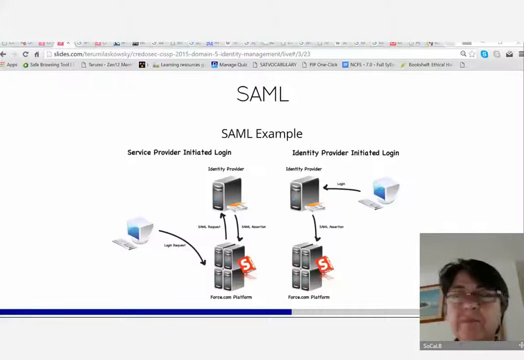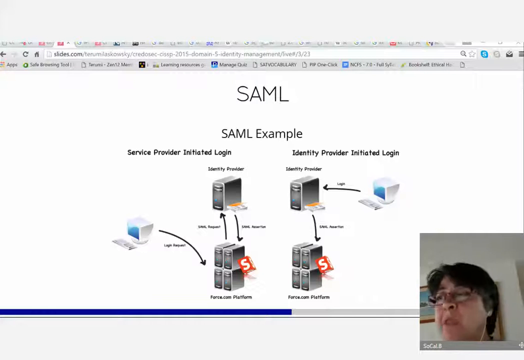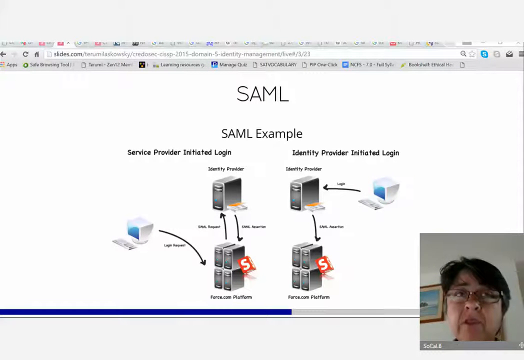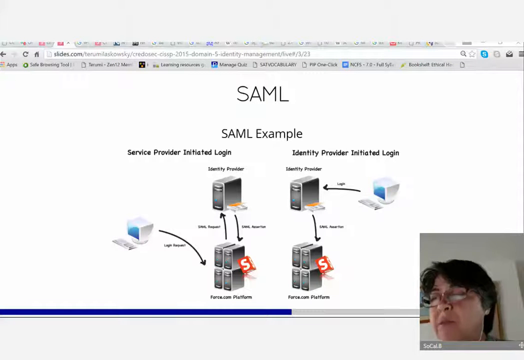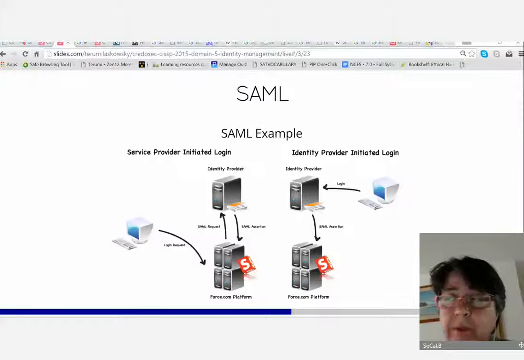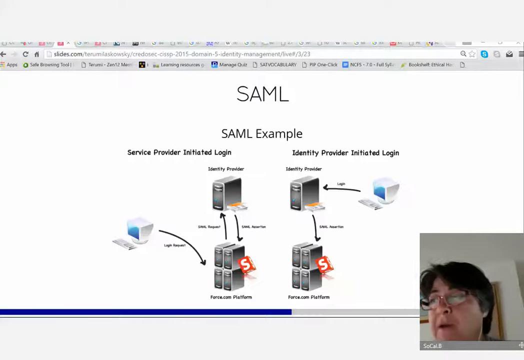That's your Active Directory with ADFS, and force.com is the service provider. It's also called a relying party because it relies on the fact that somebody else has checked you in. So someone from company A goes straight to force.com trying to log in. Because there is already a trust relationship between force.com and the Active Directory FS, force.com is going to send a SAML request to the identity provider of A.